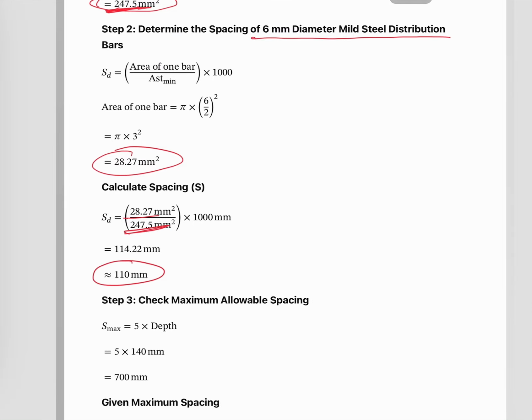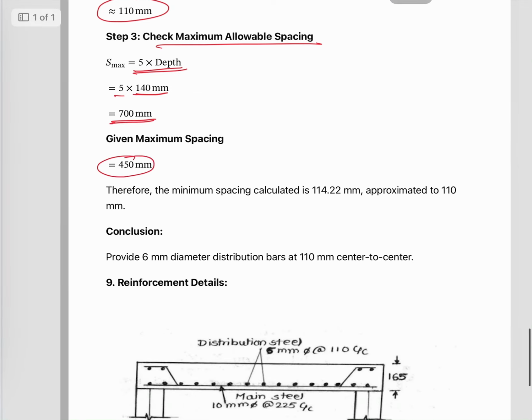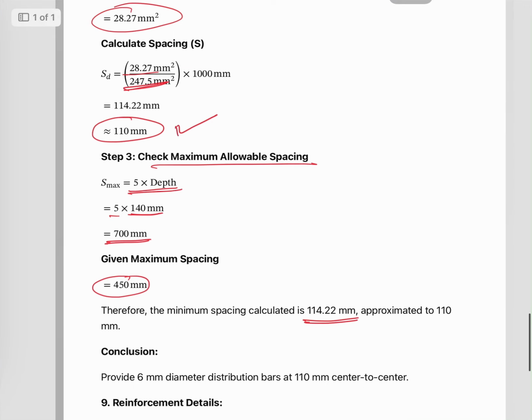So we have a main bar and a distribution bar, both. Now let's check the allowable spacing. The allowable spacing is checked by 5 into depth. What is the depth? Effective depth is 140, so the allowable spacing is 700. And the maximum spacing we can provide is 450 mm. So the spacing we calculated is 114 mm, approximately 110 mm. That's what we can do. So we can go for this one only.